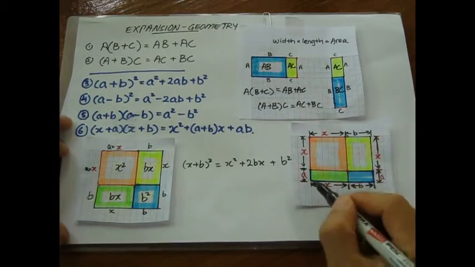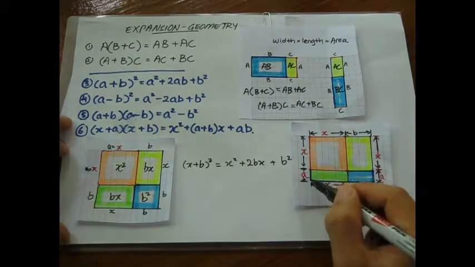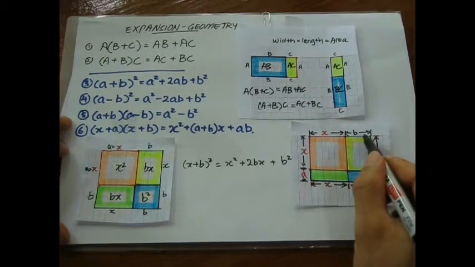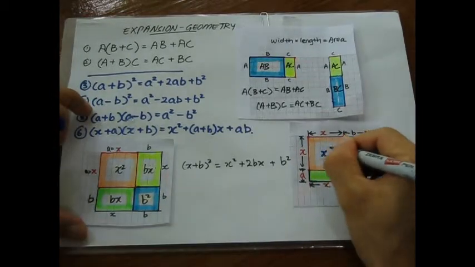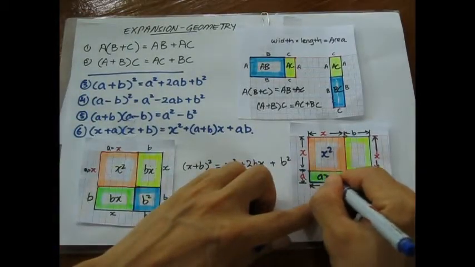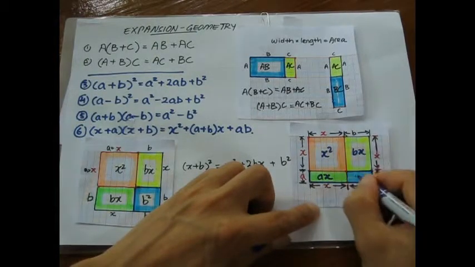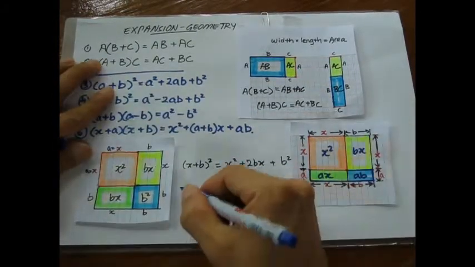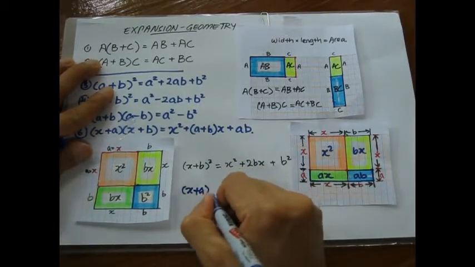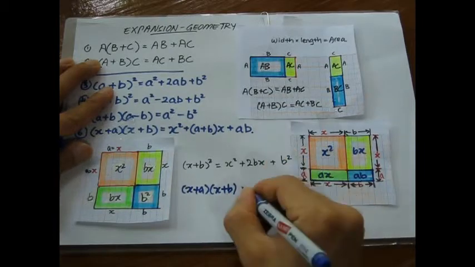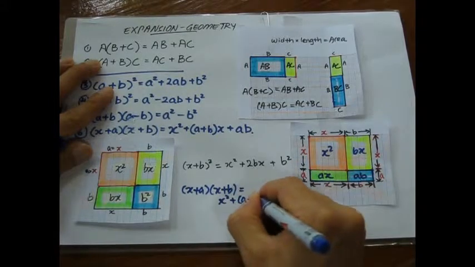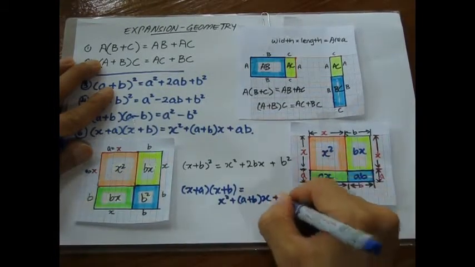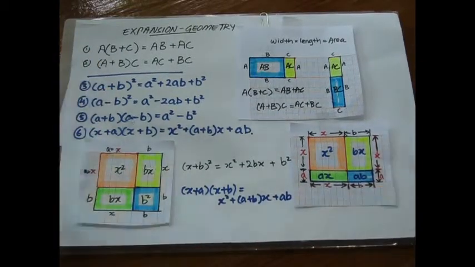So now you have the width A instead of B, and the length remains as B. You can see that x times x gives you x squared. Here is Ax, and here is Bx, and here is A times B. Therefore, x plus A times x plus B is equal to x squared plus A plus B times x plus AB. Therefore, this is my geometrical proof.